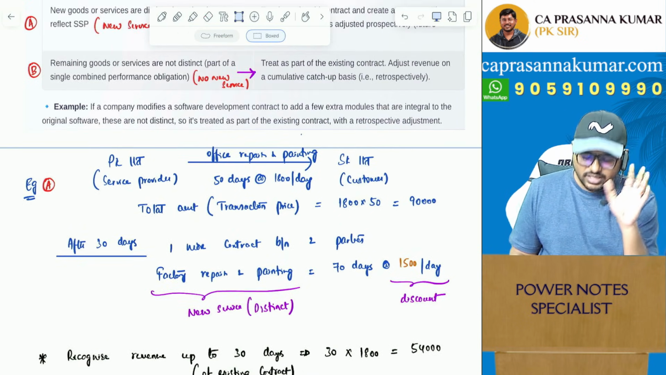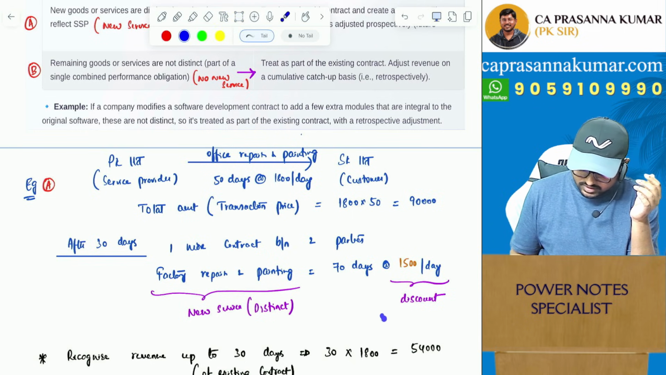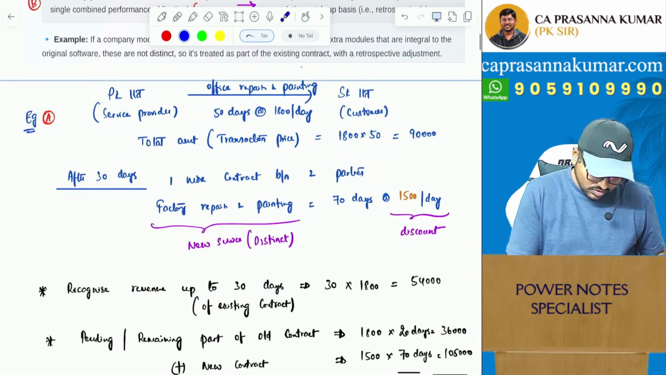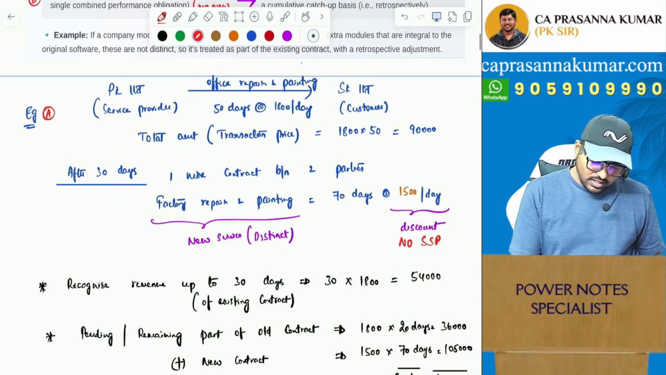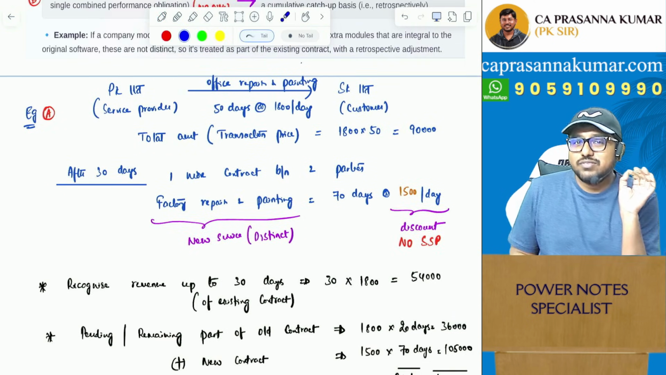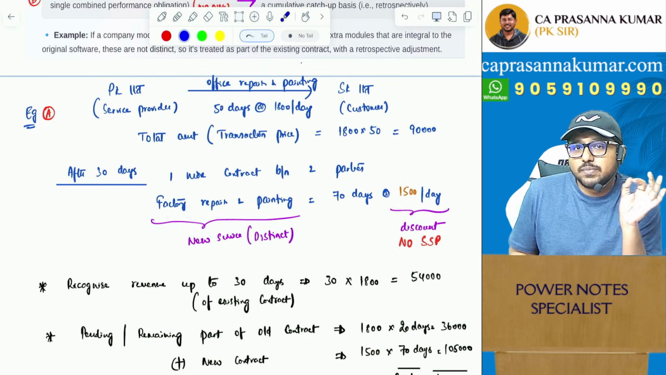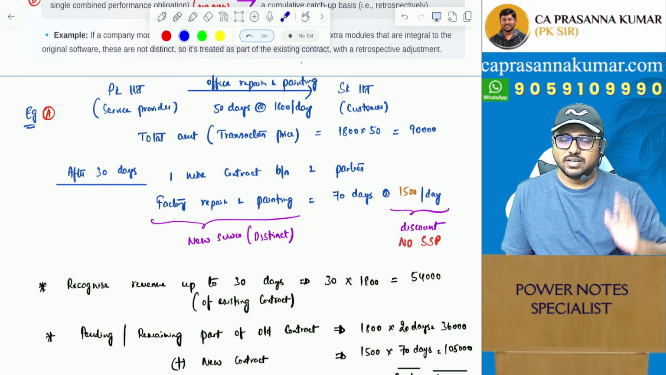You got the point? One thing is quite clear, that you cannot treat it as a separate contract because there is a discount. So I should write here no SSP. All right. Now, what should be the accounting that you should do? The word that you need to remember is prospective accounting. Sir, what do you mean by prospective accounting?